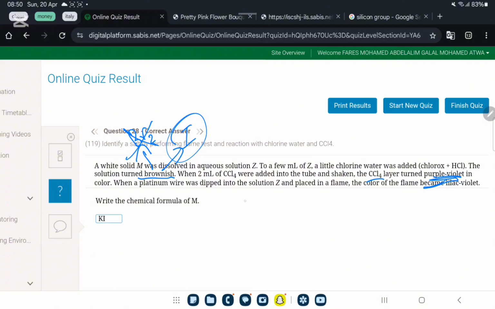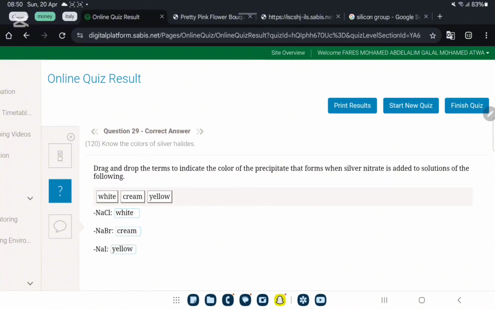When a platinum wire is dipped into the solution Z and placed in a flame, the color of the flame became lilac violet. Lilac violet, so it means that we have potassium. So now we have a potassium ion and an iodide ion, K plus, I minus. Same number they cancel, so it's KI. And then they're asking what happens when silver nitrate is added to these substances.